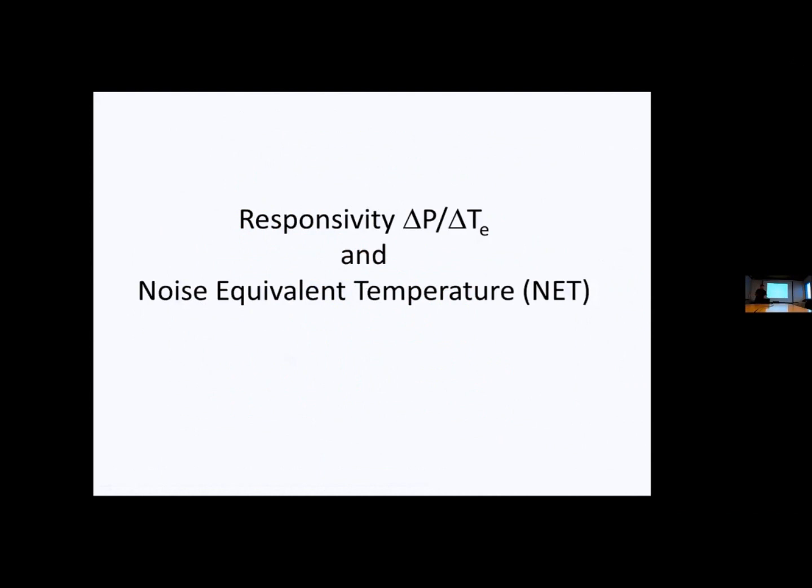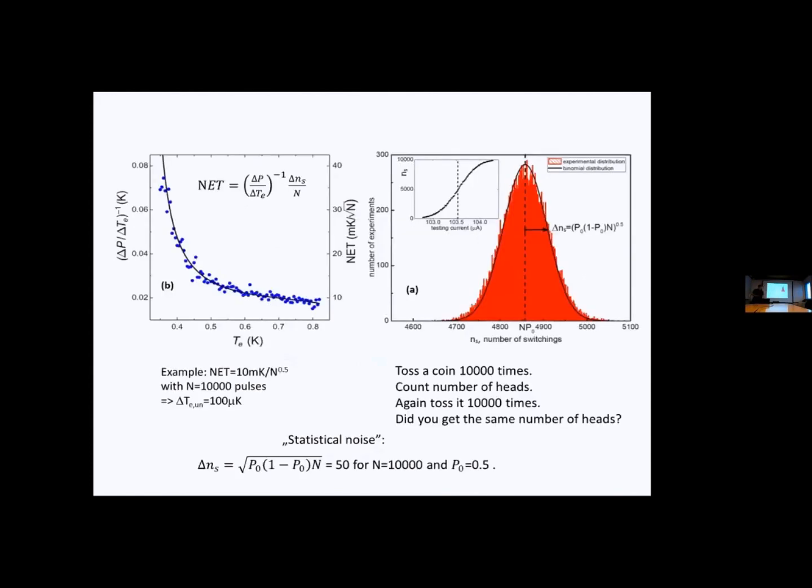Okay, and now these are some technical things, responsivity and noise equivalent temperature, but it is a bit interesting also. So here is the inverse of the temperature responsivity. This is what I told you. So it tells us how much the probability of the junction changes in response to change of electron temperature. And measuring this, you can define noise equivalent temperature.